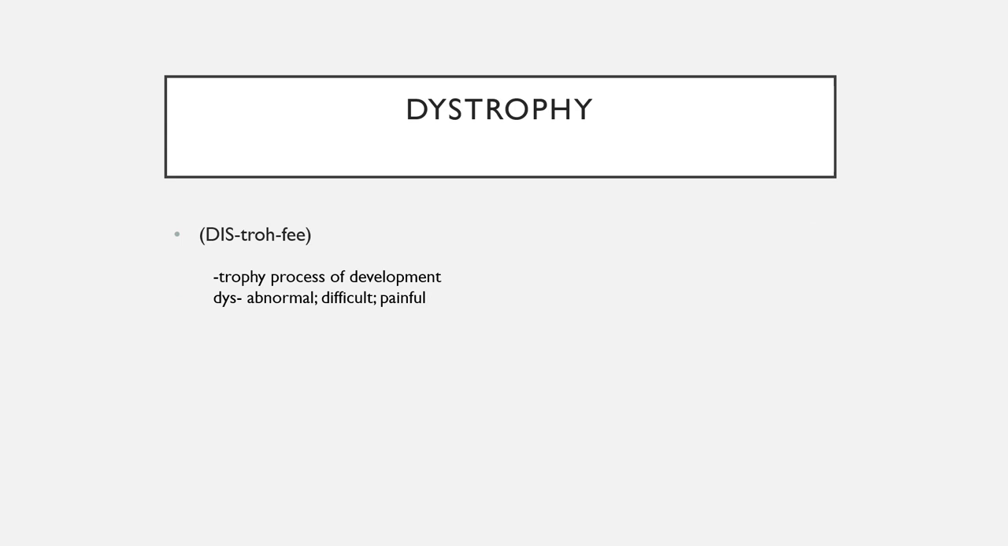Dystrophy. Trophy is the process of development. Dys is abnormal or difficult or painful. So dystrophy is abnormal development. The development of the muscles is diminished, and there's reasons why this can happen, such as disease, neurological problems, or even malnutrition. Now, on an exam, you would not be asked for what causes it, but sometimes I think it helps to know so that you can remember the term.